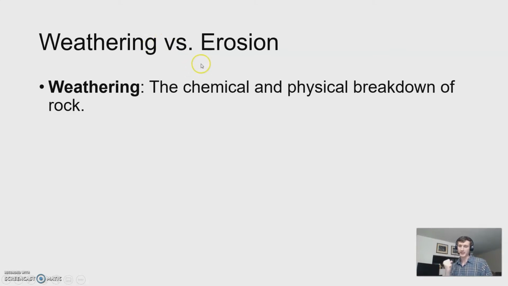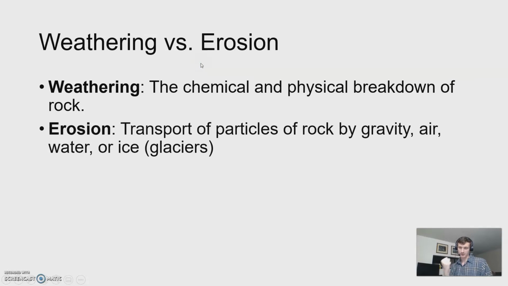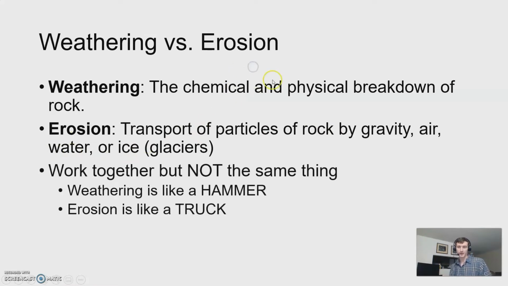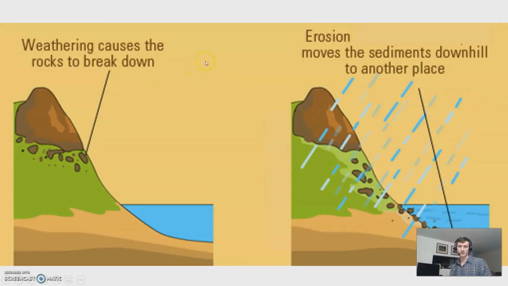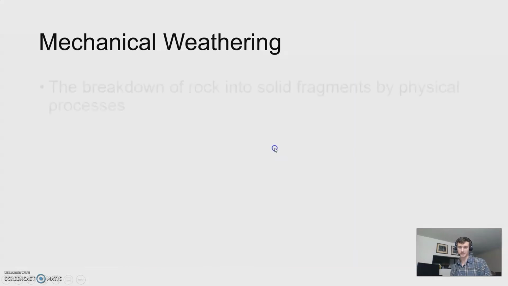Weathering is the breakdown of the rock. Transport of the rock is erosion, though. So weathering can be chemical or physical. We'll talk about this more in a bit. And the transport can be in any variety of ways. It can fall down a hill, gravity, it can be wind blown for small particles, it can be taken up in a river, or it can be moved with ice, with glaciers. These are not exactly the same. You might remember by thinking that weathering is like the hammer, breaking the rock up, and erosion is the truck which hauls it away. I also find this visual to be helpful here. Weathering breaks the rock down, and erosion moves it to another place.